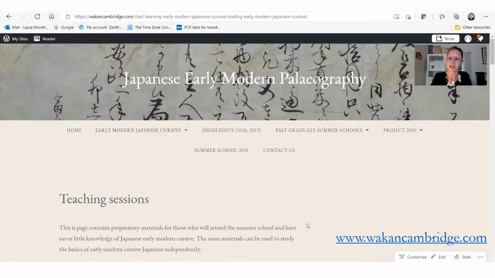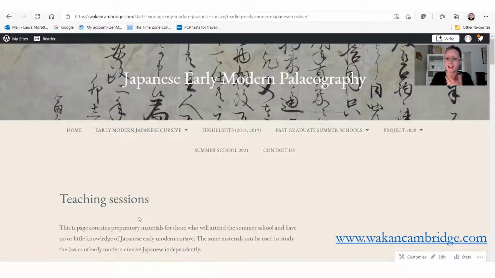I teach early modern Japanese literature at the University of Cambridge, and this is the fifth session in our introduction to how to read Japanese early modern printed texts and how to transcribe them. The previous four sections can be found on our webpage, www.wakancambridge.com, under Early Modern Japanese Cursive and Teaching Sessions.